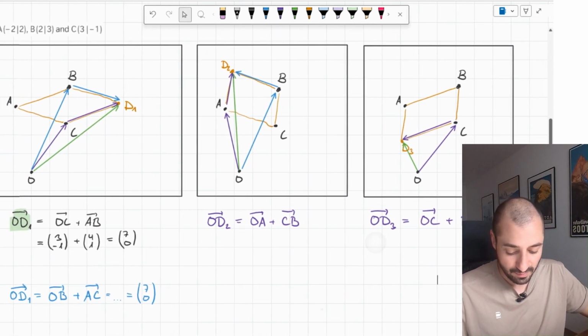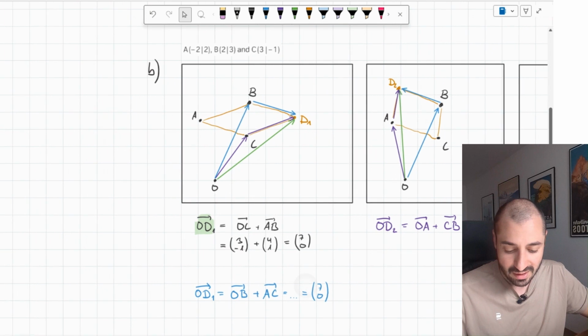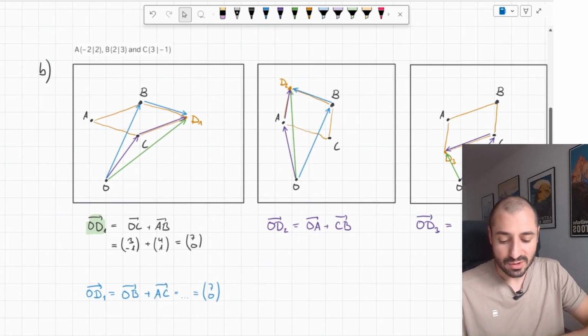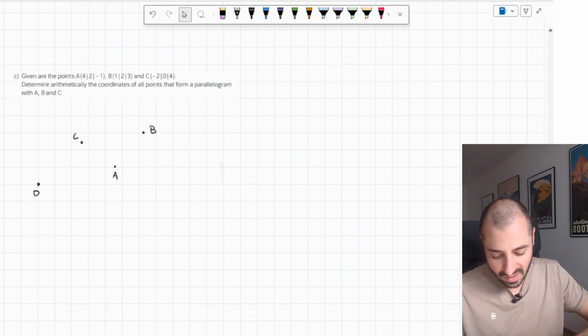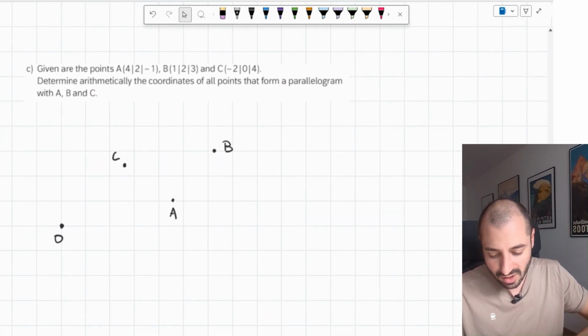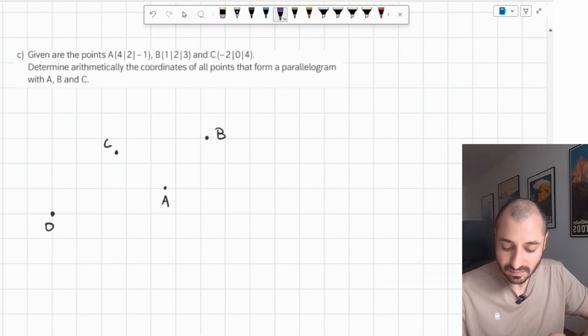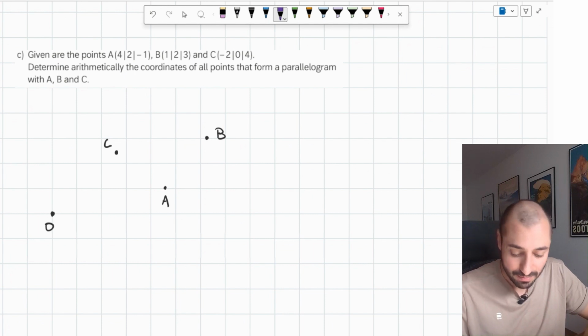Right? So we saw that we can solve this problem purely mathematically. And since we can do this purely mathematically, we could also do this in 3D. So that's actually part C here. So in C, we are given the points A, B, and C, and we should determine all the points D so that we get a parallelogram.